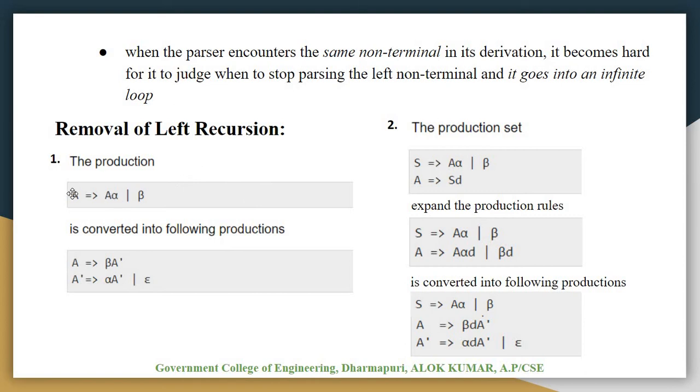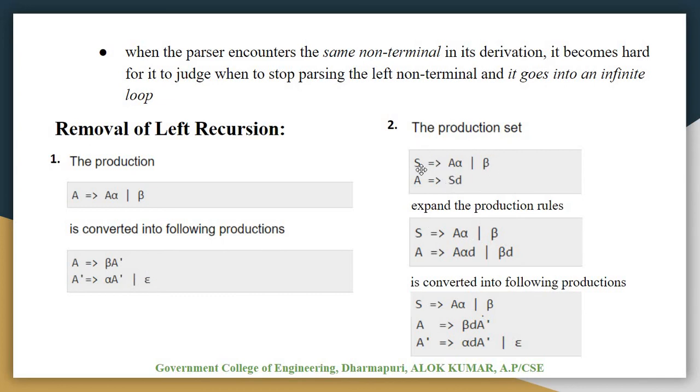Suppose the production rule is A generating A alpha beta. We can make this grammar free from left recursion in this manner: A will generate beta A dash, where one new non-terminal is taken, and that new non-terminal A dash will generate alpha A dash and empty. This grammar generates the same set of strings as the original grammar. The only difference is that in the original there is left recursion, and in this one there is no left recursion.